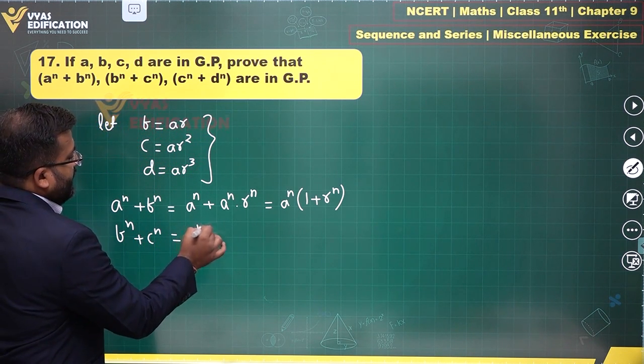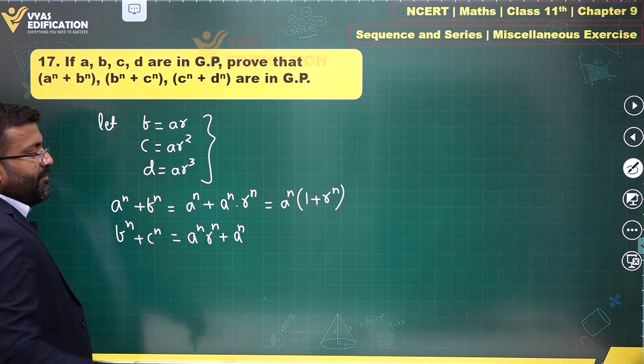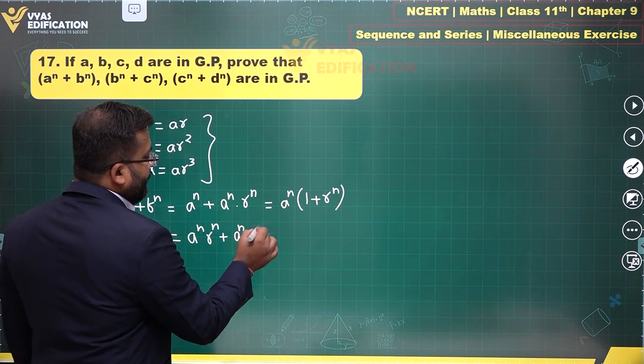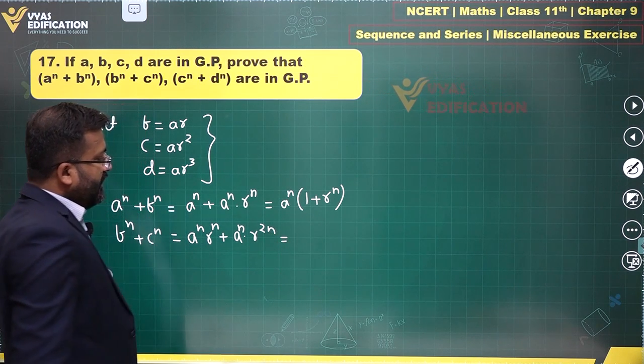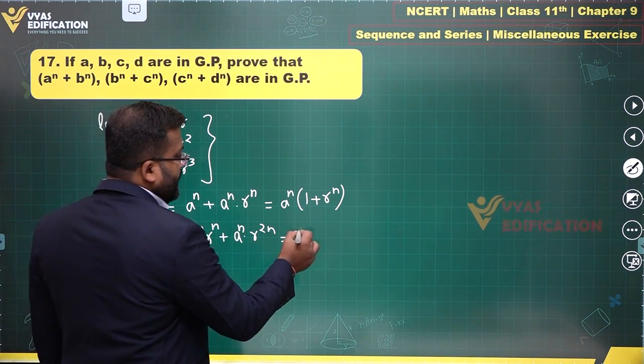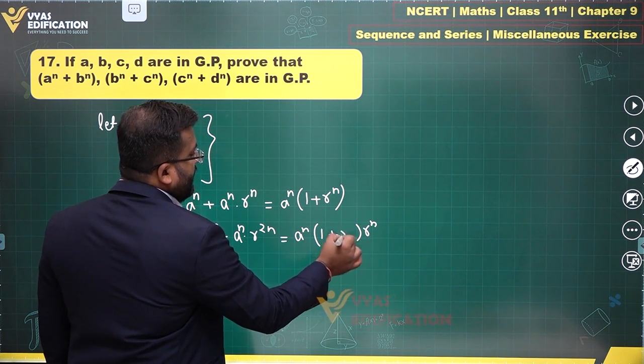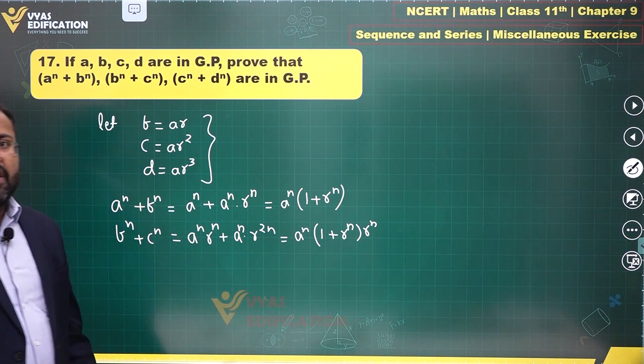This is A^n R^n + A^n (R²)^n, which is R^(2n). And what does this simplify into? We can take out A^n common, we can take out R^n common. A^n R^n can come out common. What remains is this, 1 + R^n.